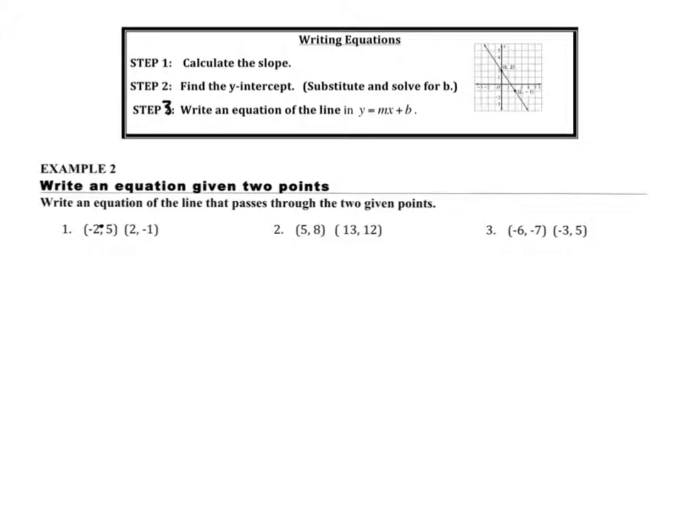So remember, as a review, when we're writing equations in slope-intercept form, we always have y is equal to mx plus b. We need to find the slope, and then we need to find the y-intercept by solving. Many times you have to substitute and solve for b, and then we write that equation in y is equal to mx plus b. So let's start with y is equal to mx plus b.